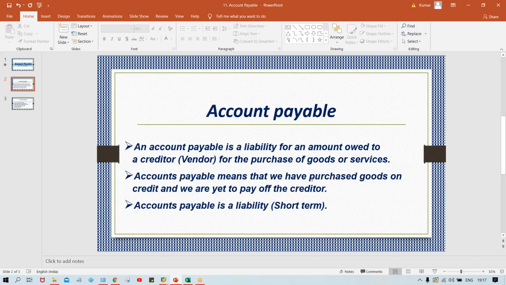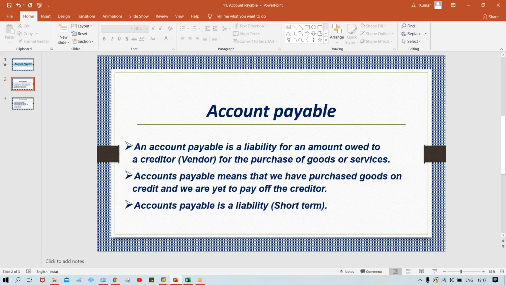Whatever amount is supposed to be paid is going to be treated as payable, and in accounting terms it is called accounts payable. So this is our liability. It means in future you are liable to pay this amount to the vendor. This is what I wanted to say.